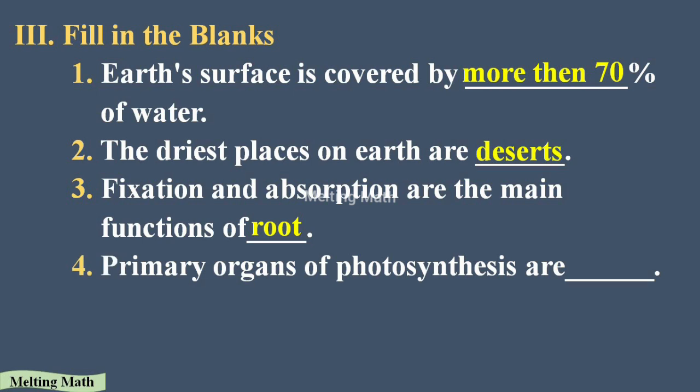Next is the fourth one. Primary organs of photosynthesis are what? Leaves are the primary organs. It does the photosynthesis by absorbing the sunlight.